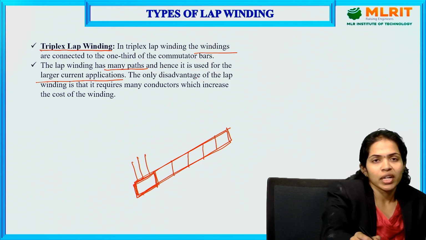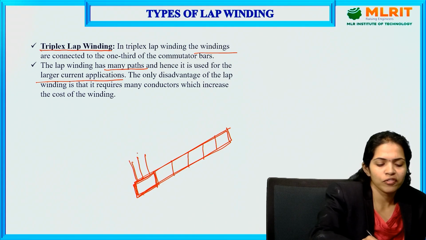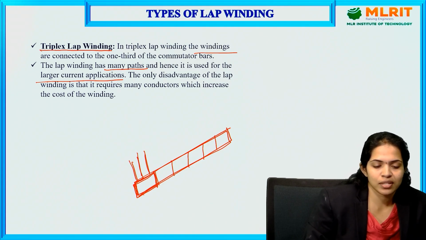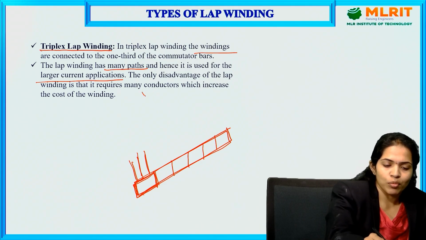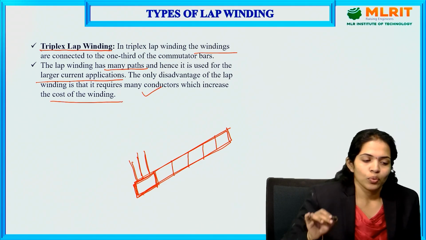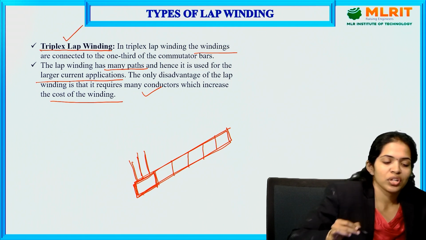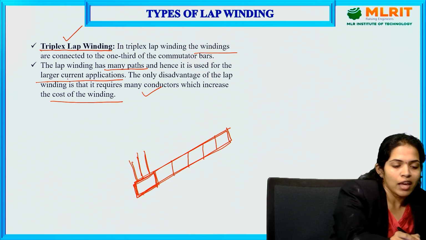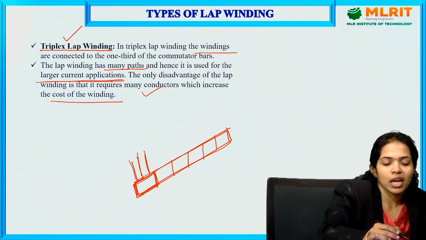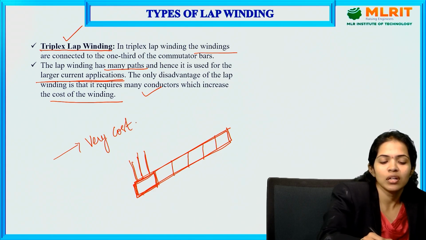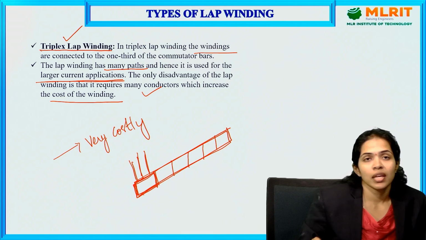The only disadvantage is if we have a number of conductors or windings under one commutator segment, which increases the number of conductors, which again increases the cost of the windings. So the DC generators which are employing triplex lap winding are basically used for larger current applications, and they are also very costly machines as the material used for the conductor coils is high.